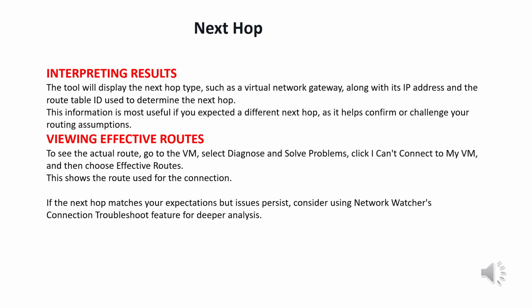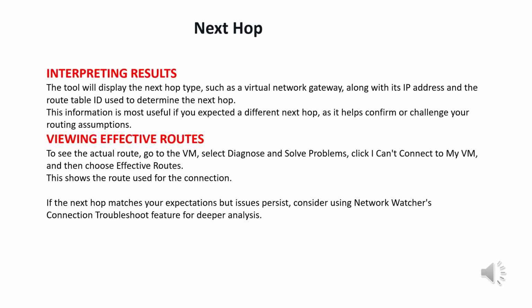The tool will display the next hop type, such as a virtual network gateway, along with its IP address and the route table ID used to determine the next hop. This information is most useful if you expected a different next hop, as it helps confirm or challenge your routing assumptions. To see the actual route, go to the VM, select Diagnose and Solve Problems, click I can't connect to my VM, and then choose Effective Routes. This shows the route used for the connection.